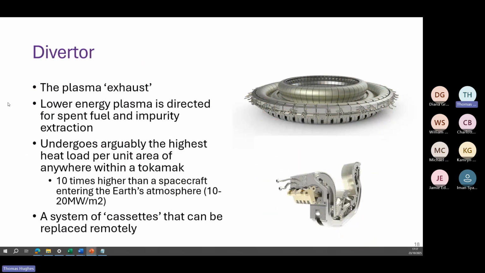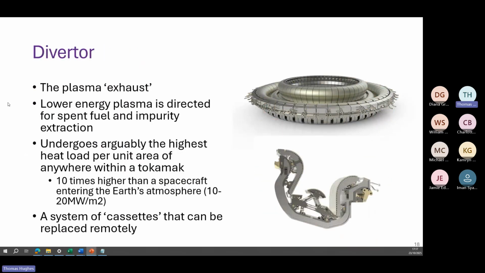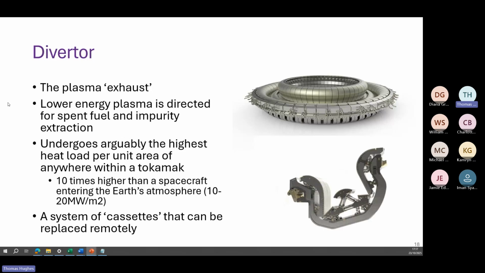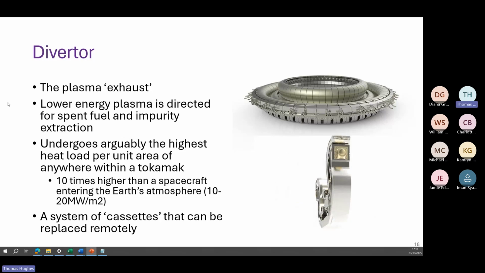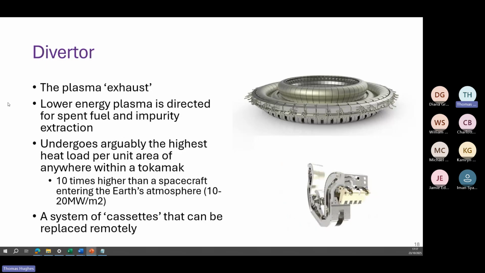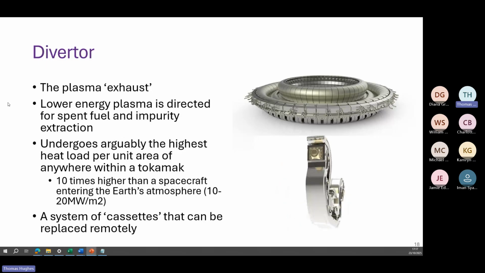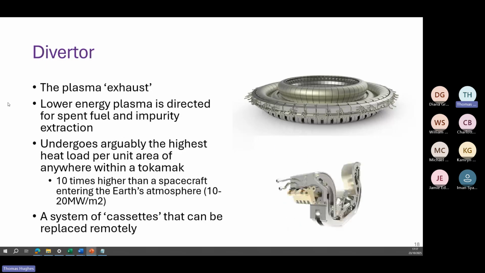So the divertor, we've mentioned it a little bit. This is generally the exhaust of the whole system. So the magnets sort of direct the lower energy plasma over here, so we get rid of our spent fuel. You'll end up with a lot of helium in there that you want to get rid of.